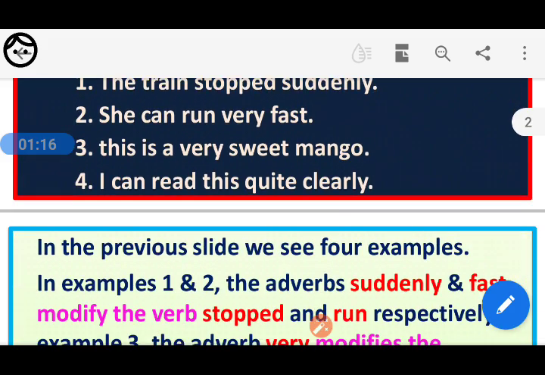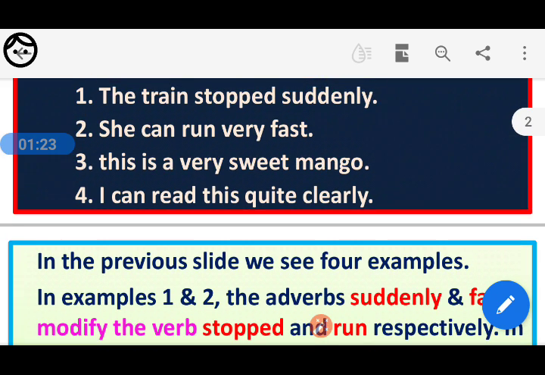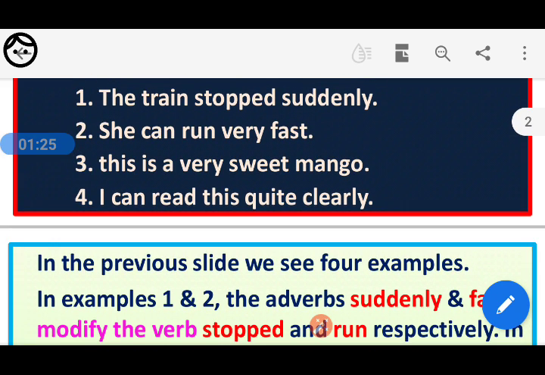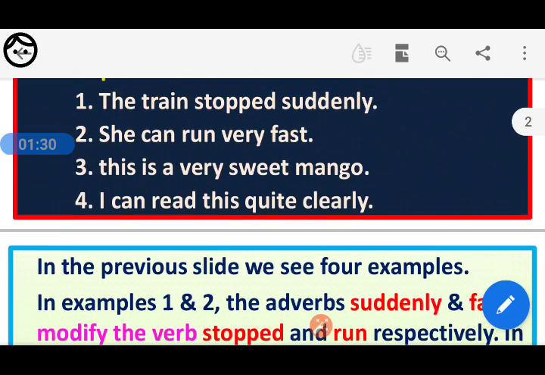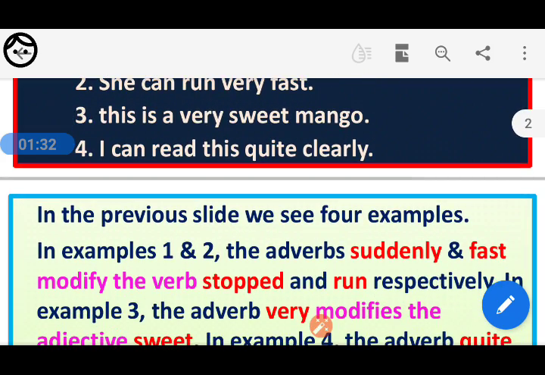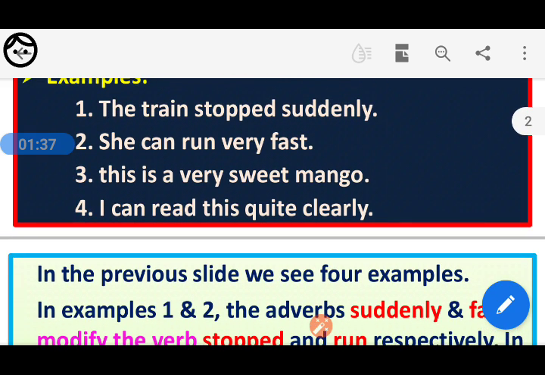Now see, in this previous slide we see 4 examples. Number 1 is, the train stopped suddenly, and she can run very fast. You see, suddenly and fast modify the verbs stopped and run. Suddenly modifies the verb stopped, and fast modifies the verb run.